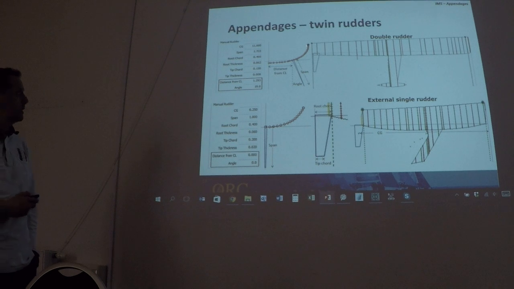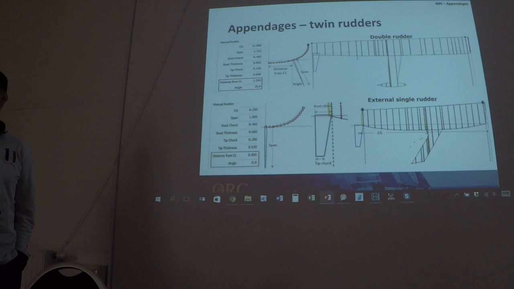And then when you enter the distance from the center line and the angle, as soon as these numbers are entered, the VPP will assume that this is a double rudder. And if you put this at 0, then it can be an external single rudder, that is a transom hung rudder or something like this, that is also not in the offset file.